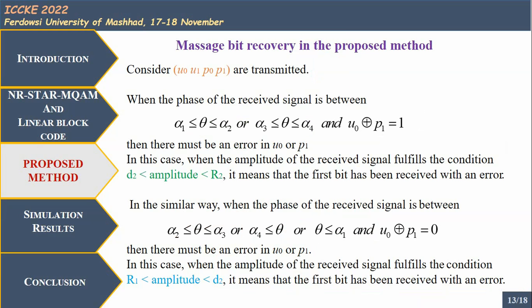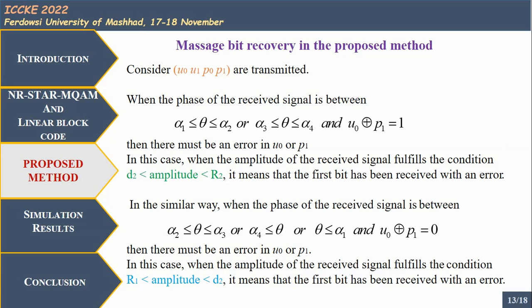Now in this section, we will describe the message bit recovery in the proposed method. In the proposed circuit, 2 message bits are identified from the received signal at each stage. First, U0 and U1 bits are detected, and in the next step, U2 and U3 bits are detected from the next received signal. In the proposed circuit, it should be noted that error correction is performed only on the first bit of the message, which is related to the threshold amplitude estimation.